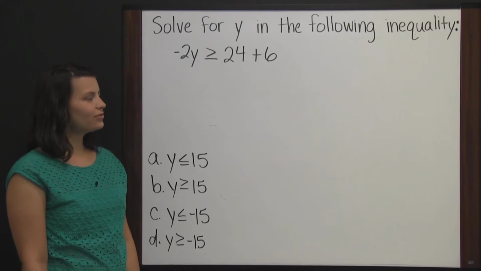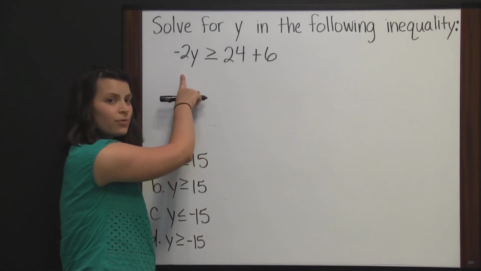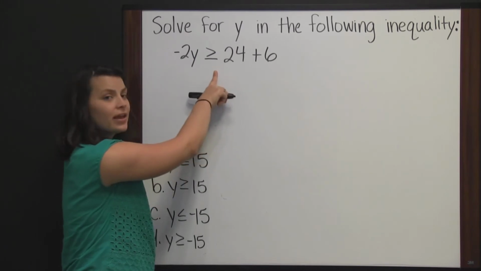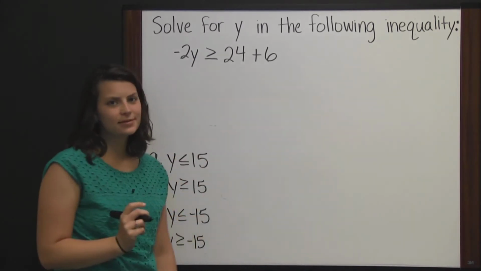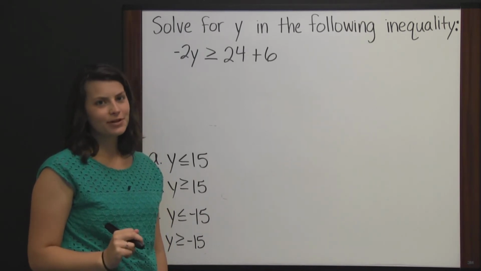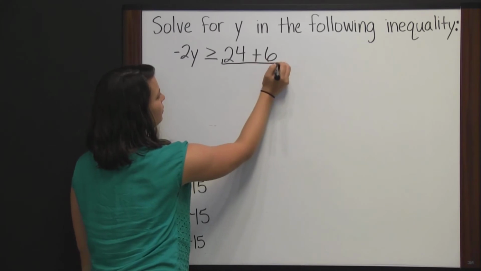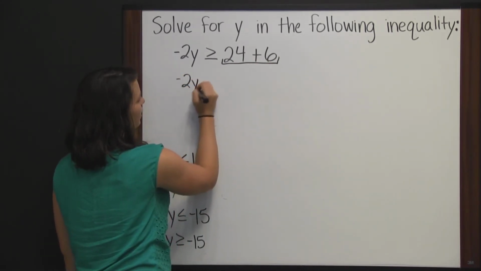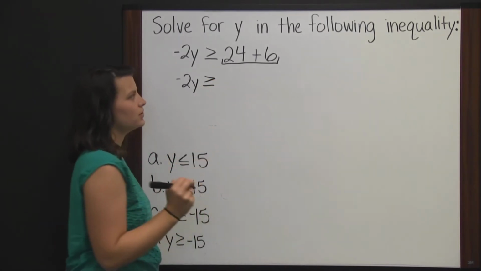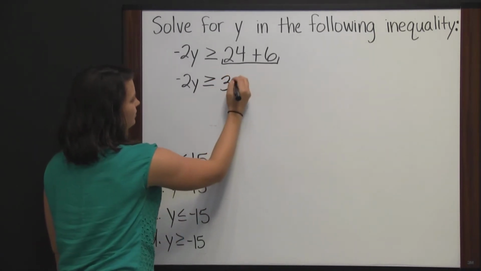Solve for y in the following inequality. Negative 2y is greater than or equal to 24 plus 6. So the first thing we want to do is combine these like terms, 24 plus 6. So we have negative 2y is greater than or equal to, and 24 plus 6 is 30.